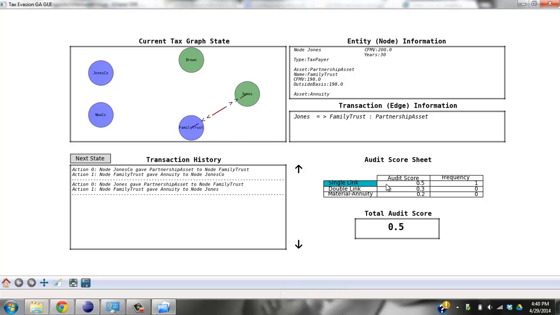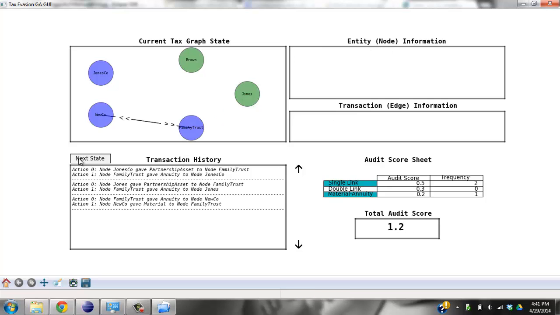And so as you can see, the audit point weight corresponding to a single link transaction is 0.5. So now the total audit score is 0.5. And if we go to the next state, what we see is we have both a single link and a material annuity exchange audit flagged. And so that's the second single link transaction, and then the first material for annuity transaction taking place within the same transaction.